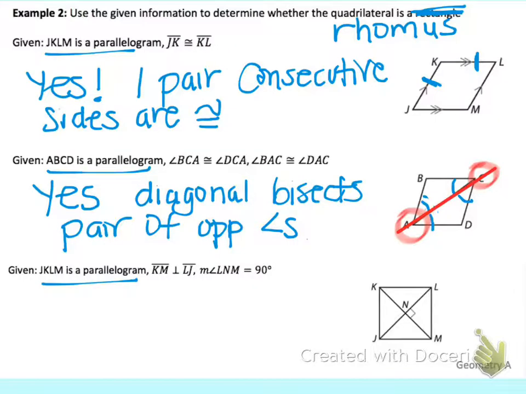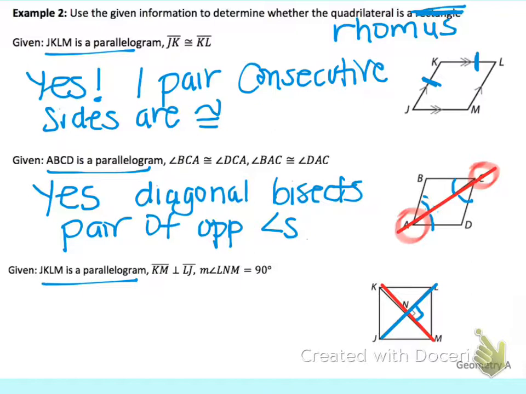Okay, so now this figure's starting to look more like a square, but I haven't learned any ways to tell for sure if it's a square. So they want to know if it's a rhombus. It says this is a parallelogram, and that KM, which is right here, and LJ are perpendicular. And it says that LNM is 90 degrees.